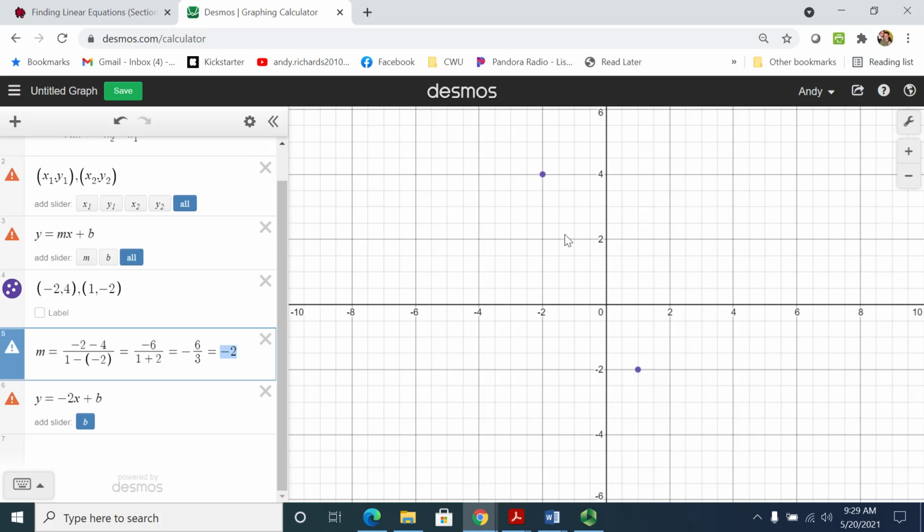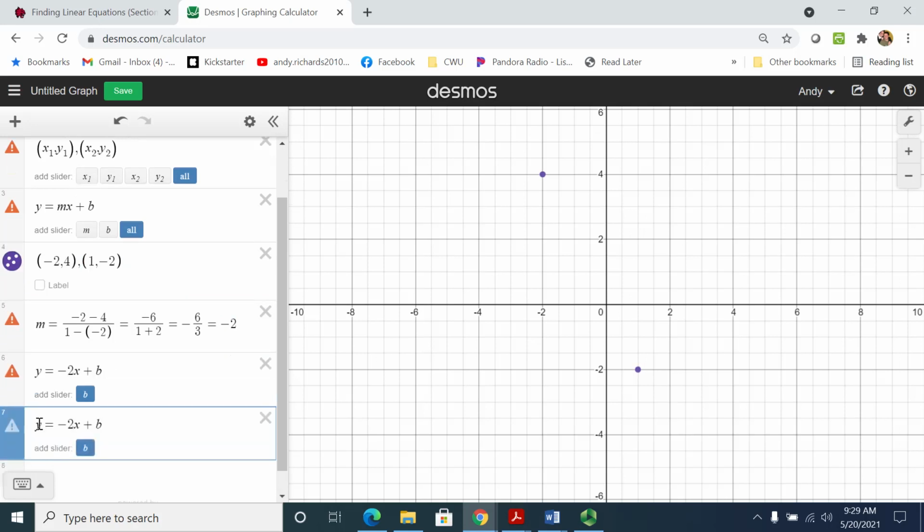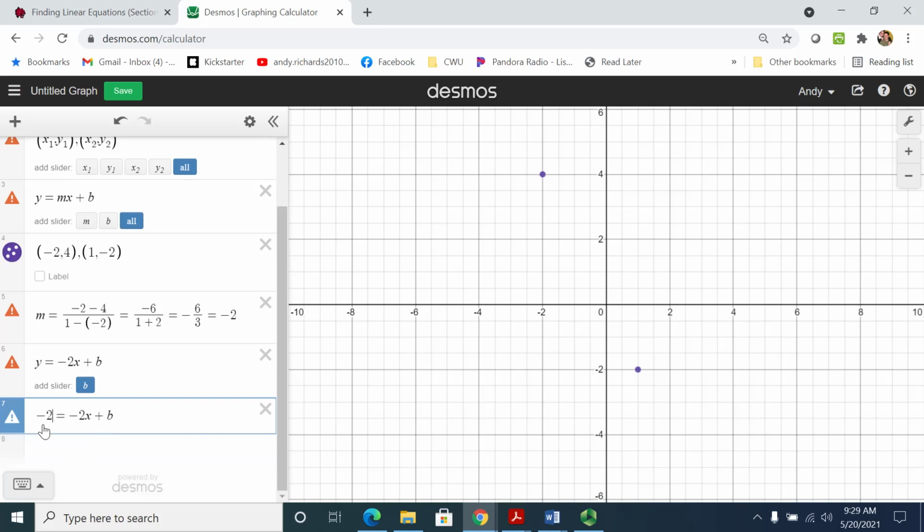So yeah, we can see that piece of it. And we can envision where our y-intercept is going to be. It looks like it's going to be between 0 and 2. But we can pick either of these points. I'm going to go ahead and pick this second one here. And what we're going to do is replace this y with -2 and this x with 1. And this is what we're going to write out here.